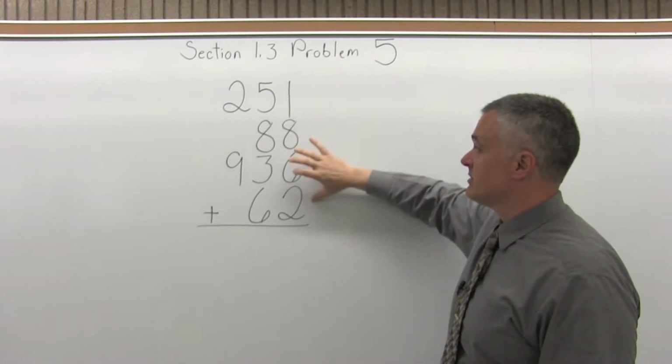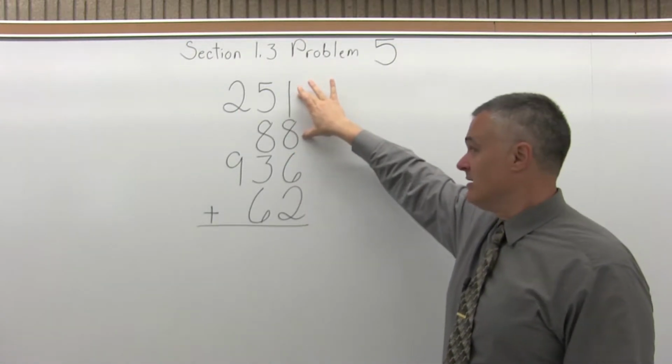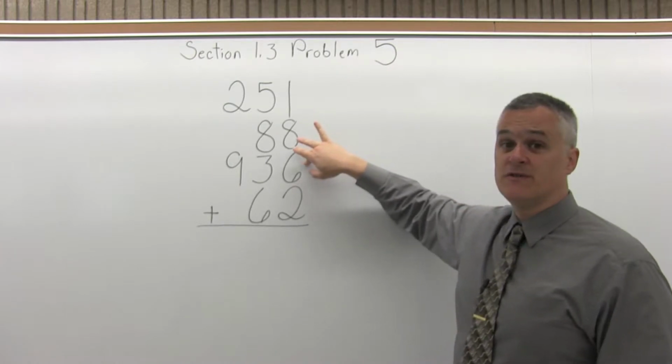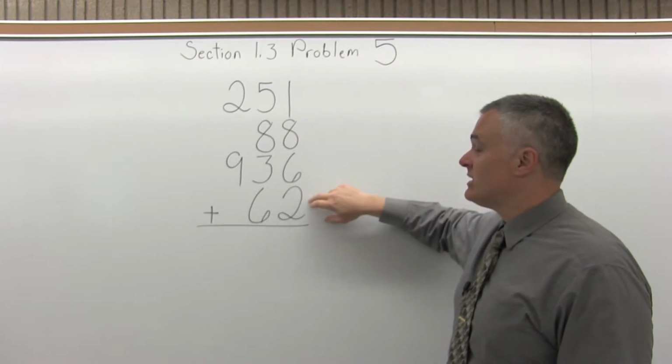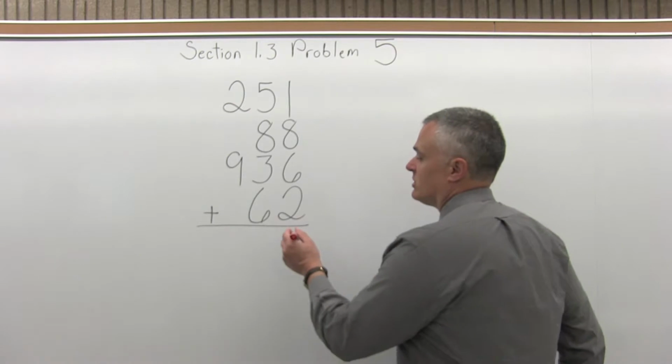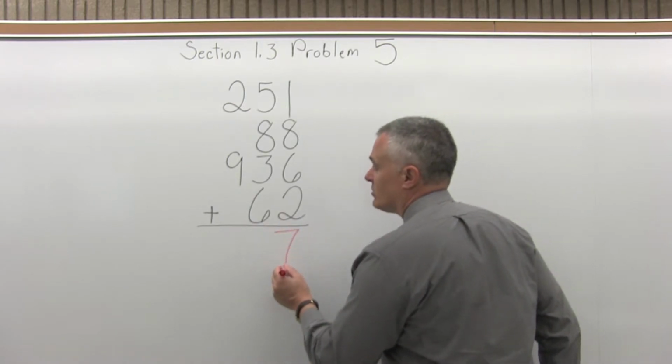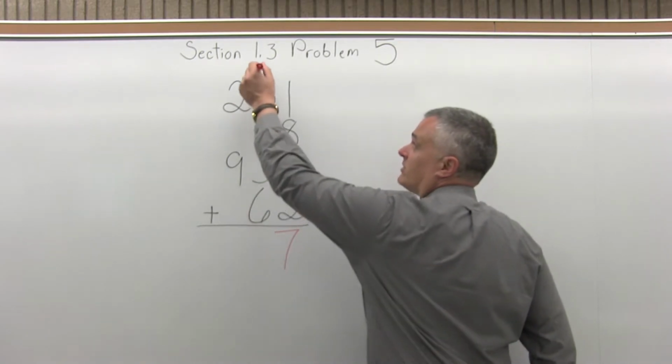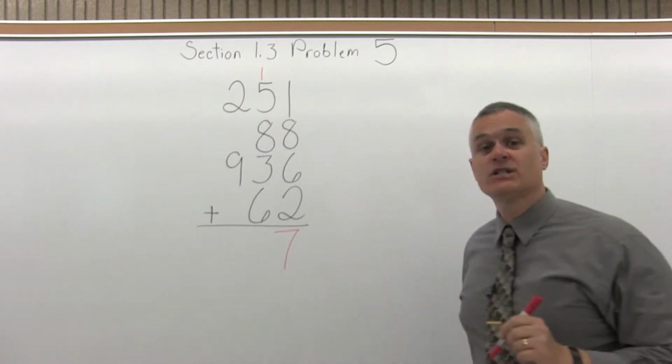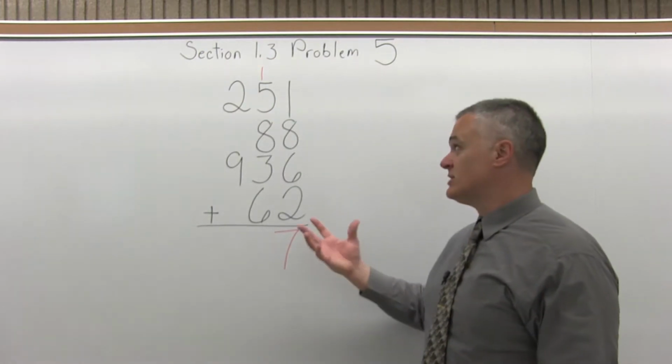1 plus 8 plus 6 plus 2. So 1 plus 8 is 9. 9 plus 6 more is 15. 15 plus 2 is 17. So for the 17, we write the 7 under the column, carry the 1 from the 17 to the top of the next column, and then we add the digits in that column together.